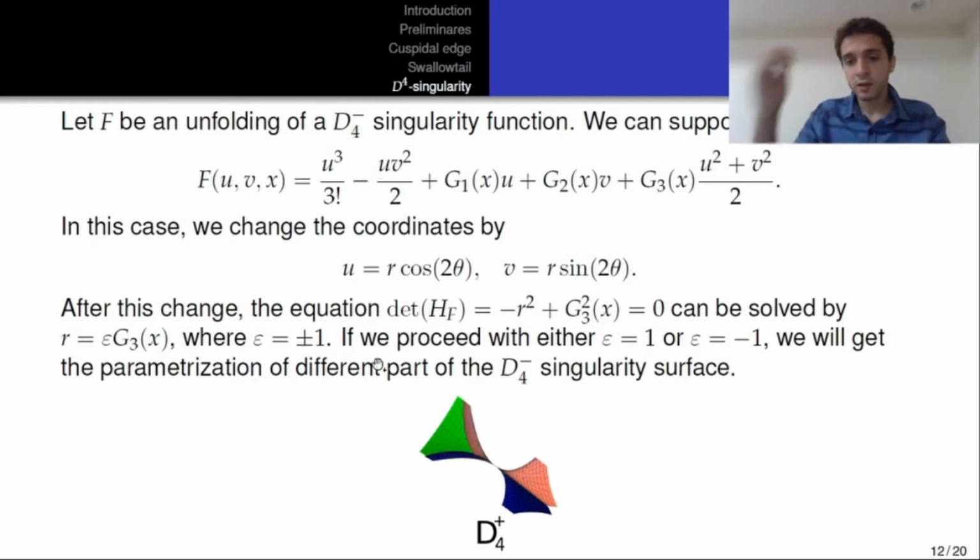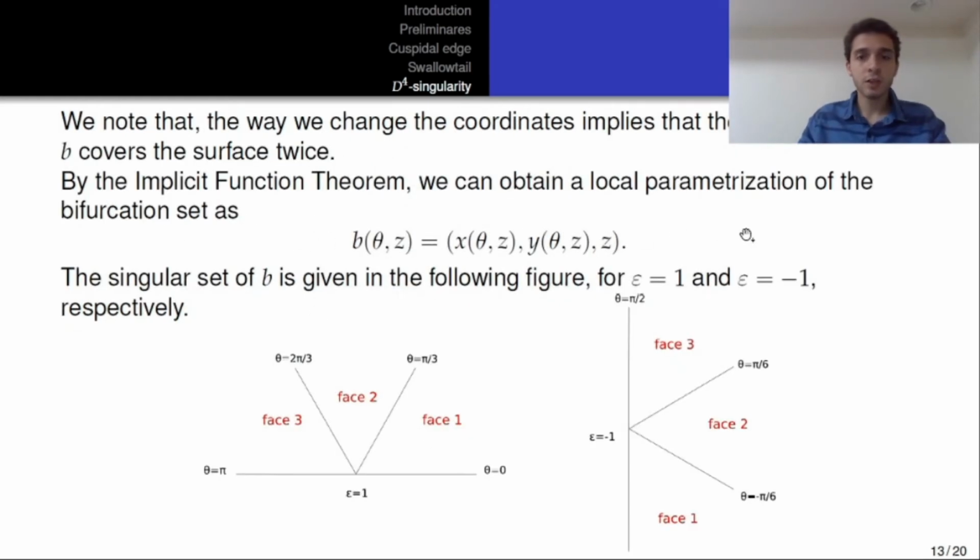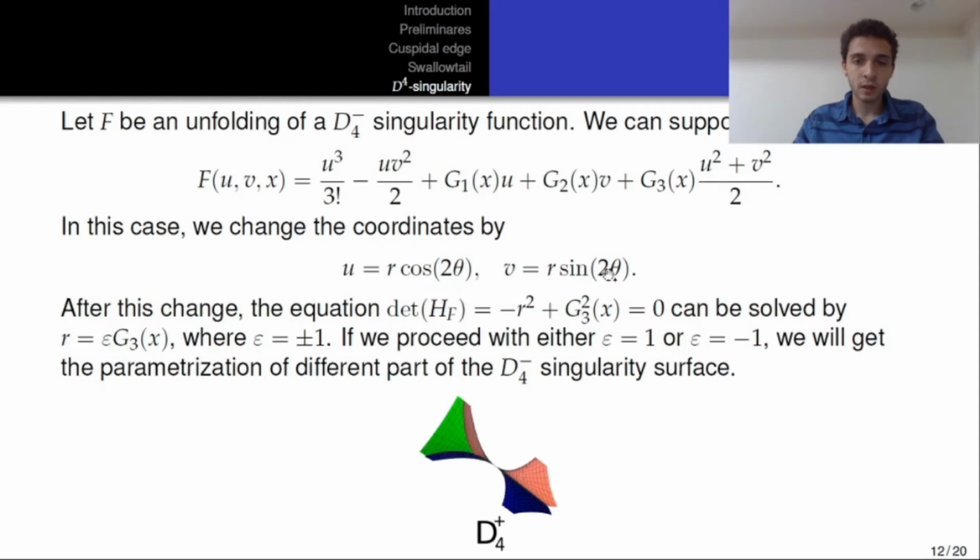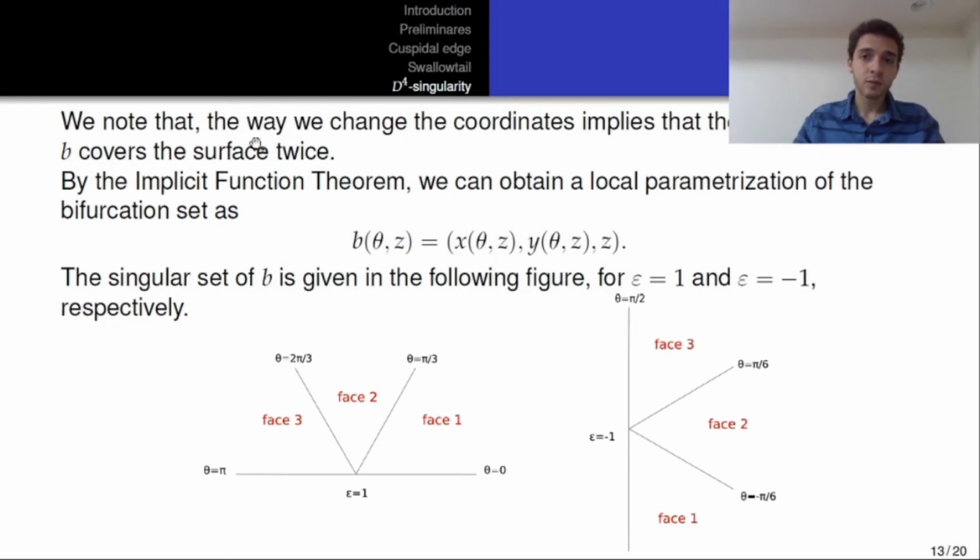Now, if we proceed with either epsilon 1 or minus 1, we will get the parameterization of different parts of the D4 singularity surface, the pyramid, right? Let's say that if we proceed with epsilon plus 1, we parameterize this part, and with epsilon minus 1, this part. We note that the way we change the coordinates implies that the parameterization of B covers the surface twice. The reason is this 2θ. We need to use 2θ and not only θ, because otherwise the unit normal vector field is not possible. But doing this, B covers the surface twice, and we need to be careful with this.